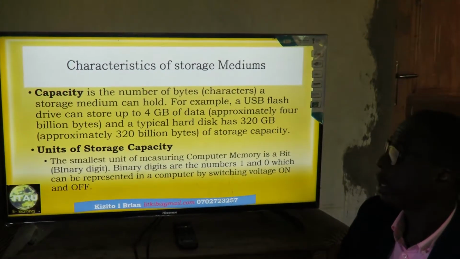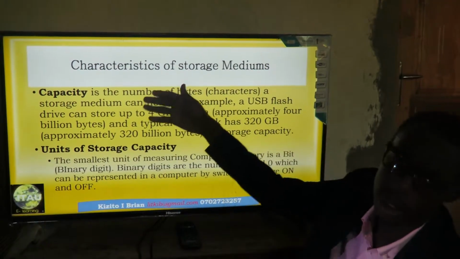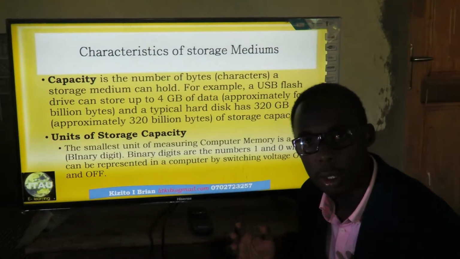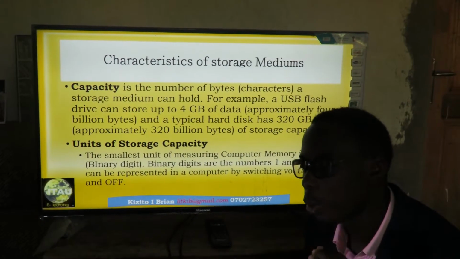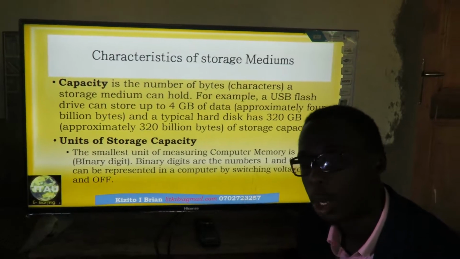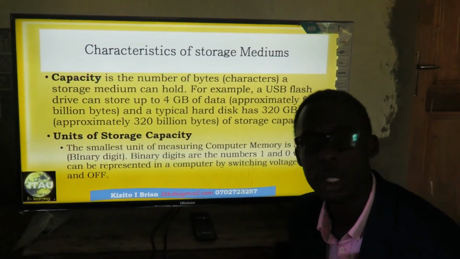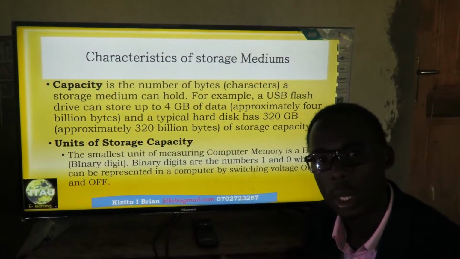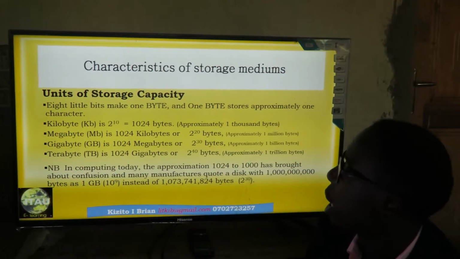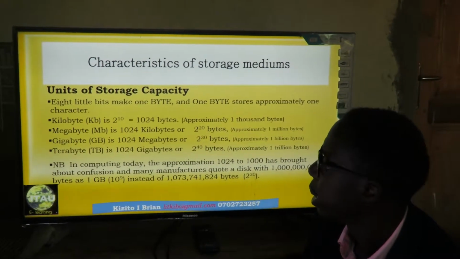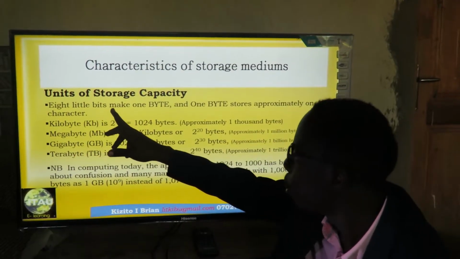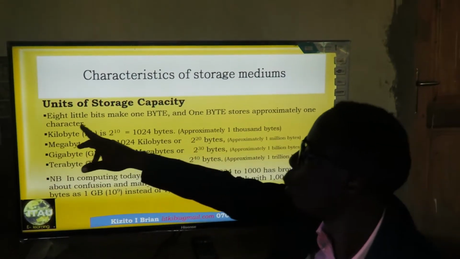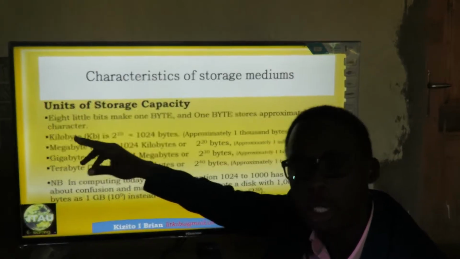Characteristics of storage media. We have storage capacity. This is the amount of data that a storage medium can hold for a particular time. For example, a USB flash can hold 1 GB, 2, 4, 8, 16, 32 GB. These small SD cards can also hold up to 8 GB, 64 units of storage capacity. 8 bits make up 1 byte. 1 byte stores approximately 1 character. This is in data storage.